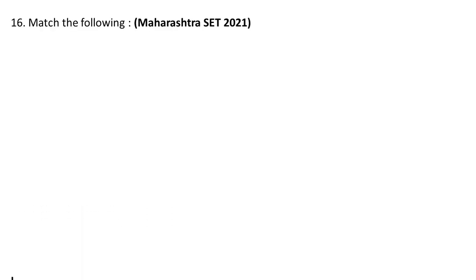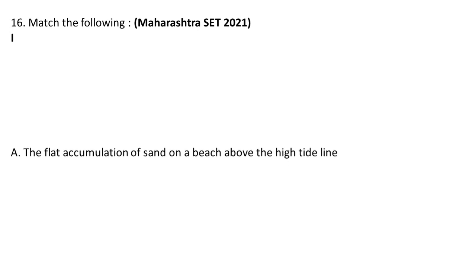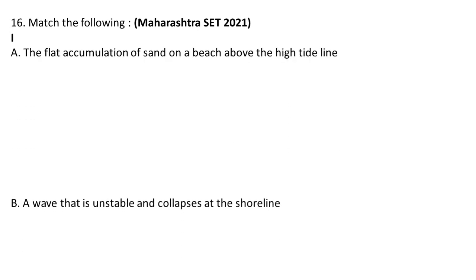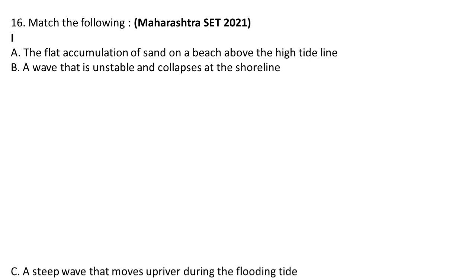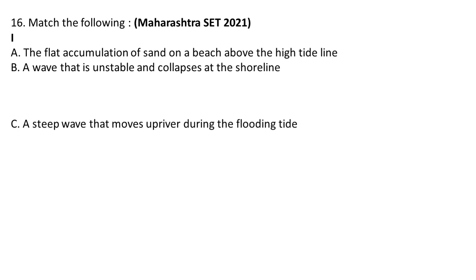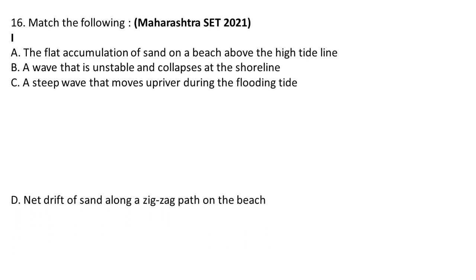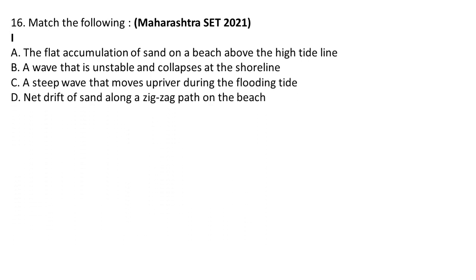Next question. Match the following. Here lists 1 and 2 are given. In list 1, A, B, C, D are given. A is the flat accumulation of sand on a beach above the high tide line, B, a wave that is unstable and collapses at the shoreline, C, a steep wave that moves upriver during the flooding tide, and D, net drift of sand along a zigzag path on the beach. And in list 2, terms like beach drift, breaker, berm, and bore are given.